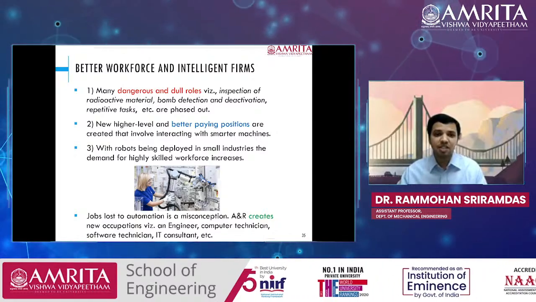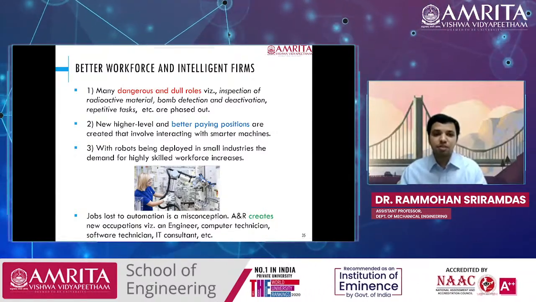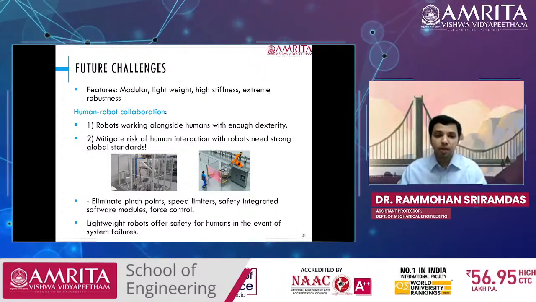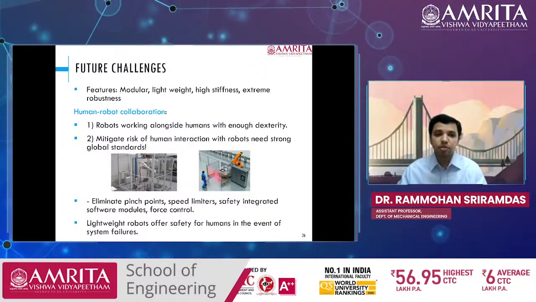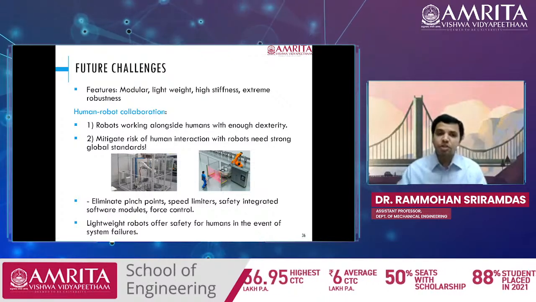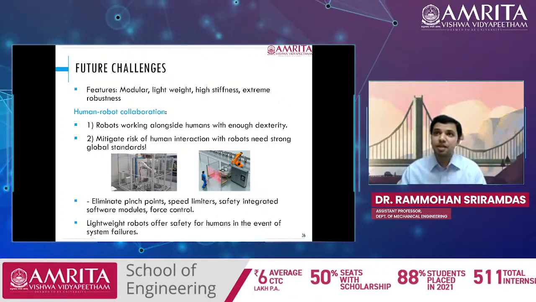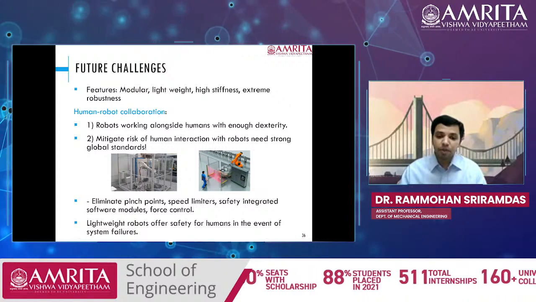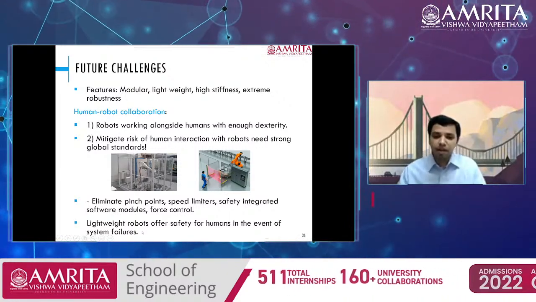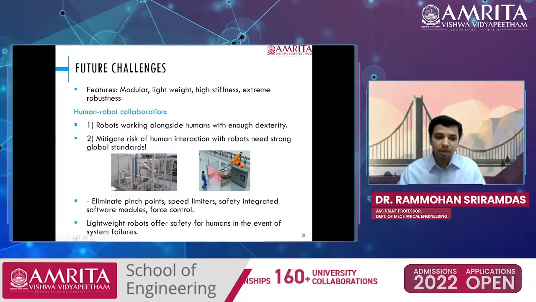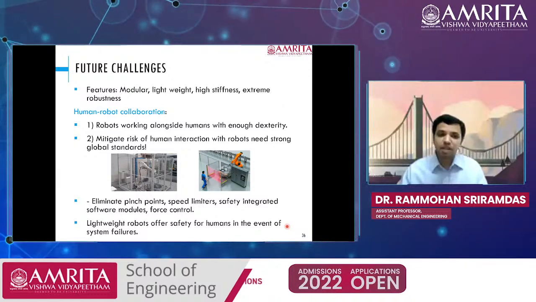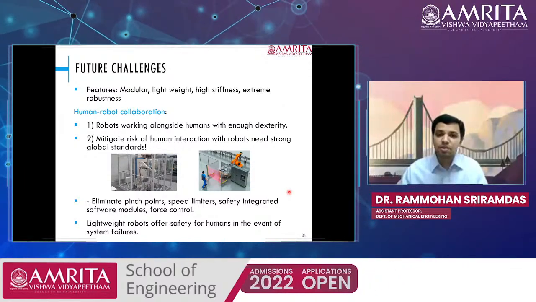So what are these challenges? Just to recap, we mentioned that there is this cobot, right? So we need to develop a cobot, and collaborative human-robot collaboration aspects have to be understood. So these all are the future challenges. Not only these, but you'll see that many lightweight robots need to be designed, so they are very safe for humans. So, all these are different aspects that you need to understand, right?